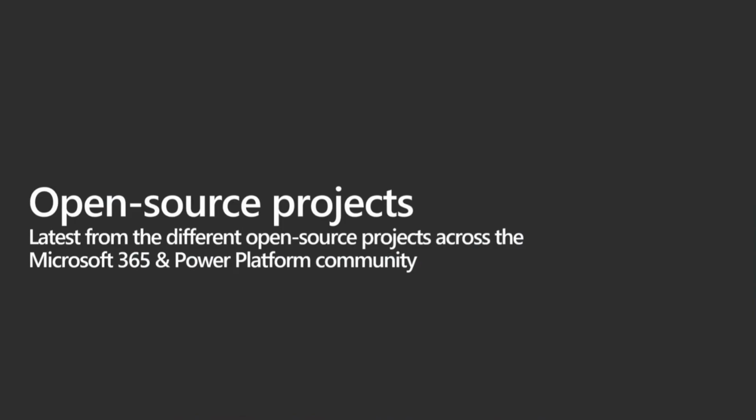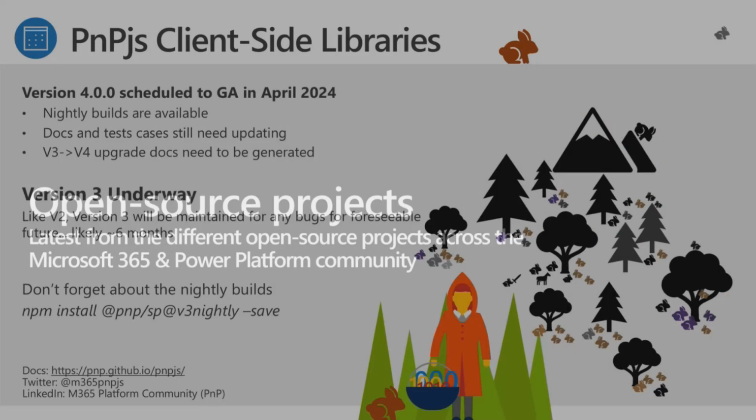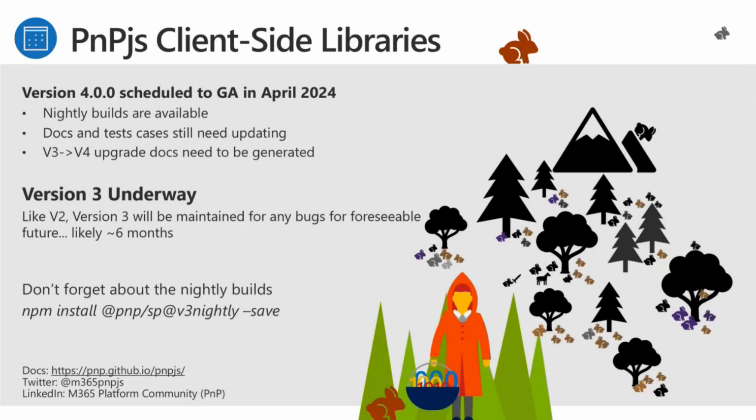All right, let's talk about our open source projects. We have tons of open source initiatives, and to talk about the first one, Julie will cover the PnPjs client-side libraries. We have version 4.0.0 scheduled to GA this month. As I alluded to on the pre-call discussion, we are working diligently to get this out as soon as humanly possible. So keep your eye out.